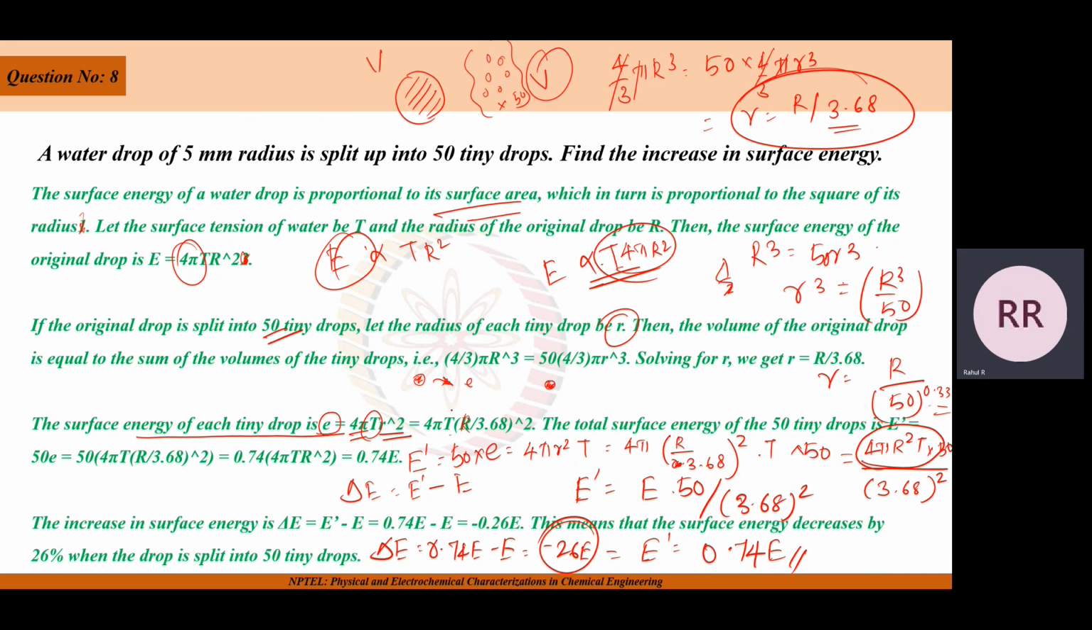Basically, converting this into percentage. So this is just a change. So I can write it as delta E is equal to E minus E, right? So this is also totally fine. So this is 0.26 E. So this is what we get. In terms of percentage, we can calculate delta E over E. So this is the change percentage. This is 26%. So thus we got the answer. The surface energy is decreased by 26% for the 50 tiny droplets.